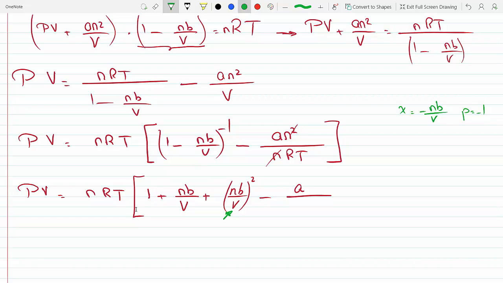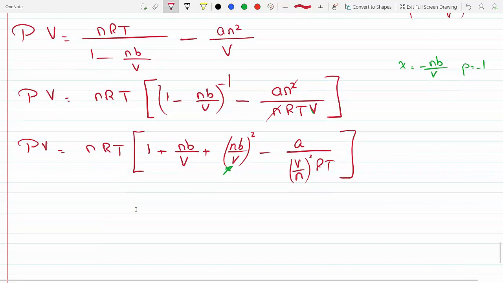because am I missing a v here? In second, yeah, looks like I'm missing a v, right? Because I factored out an nRT, so I'd have to divide it by nRT. Yeah, there's a v here. Sorry, I'm missing a v. Okay, so then this term is just a over, I could bring, so there's an extra n in the numerator, so it goes here, RT.